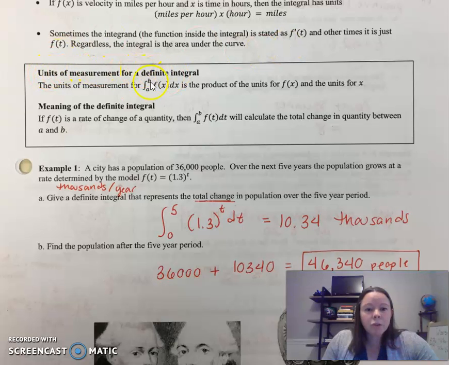So units of measure for a definite integral, we've kind of talked about this. The units of measurement for this definite integral is the product of the units for f of x and the units for x. So that's just your f of x and then the change in x. Meaning of the definite integral: if f of t is the rate of change of a quantity, big if there, then this is going to calculate the total change in quantity between a and b.